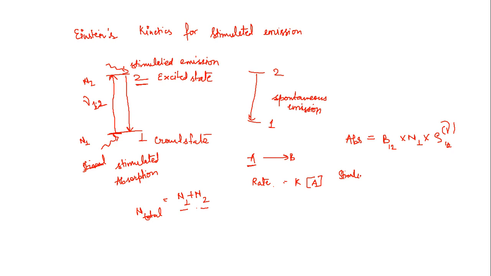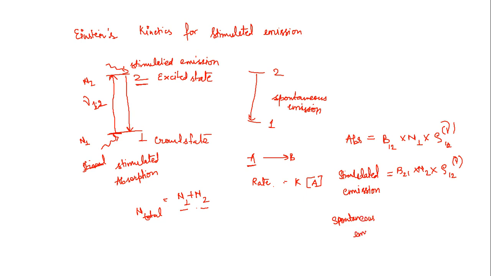Now, similarly, for the stimulated emission, the rate will involve N2, since this is the state from where the emission will occur. Similar to this, the energy density of the photon, rho 12, and the rate constant will be B21. Now the third thing is the spontaneous emission. For the spontaneous emission, the rate constant will be A.